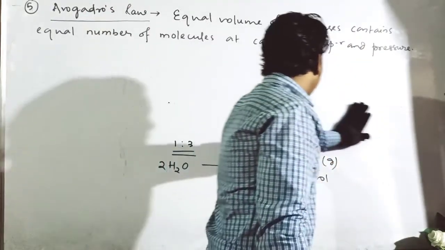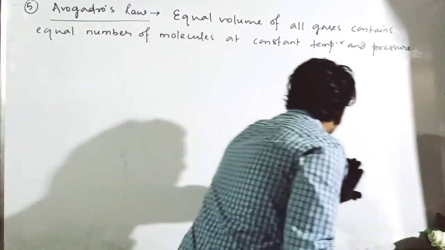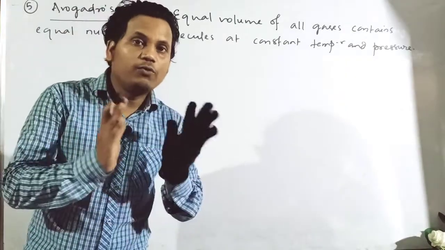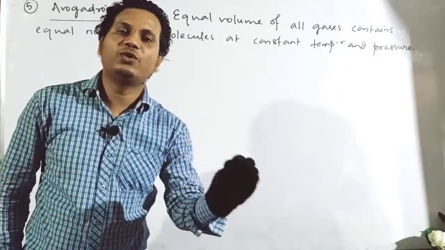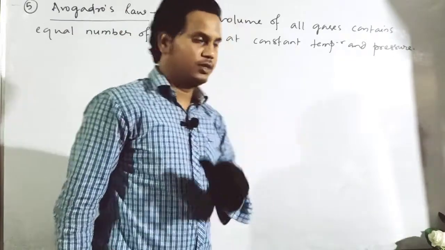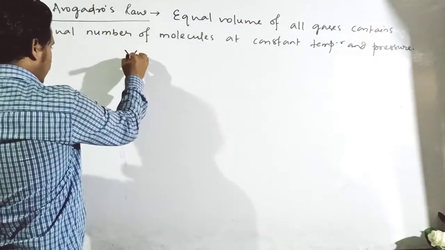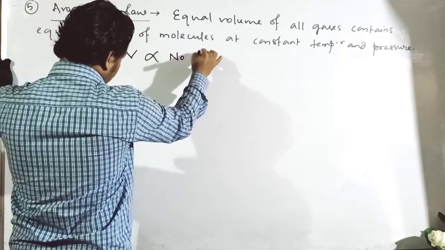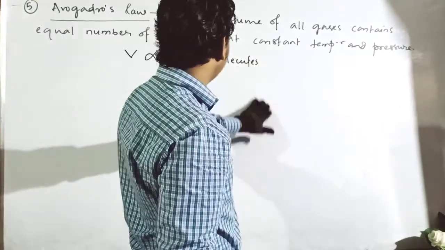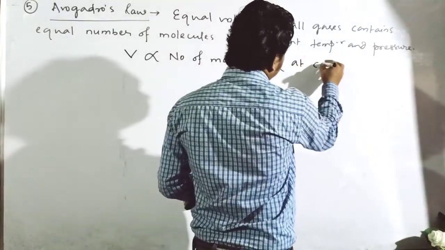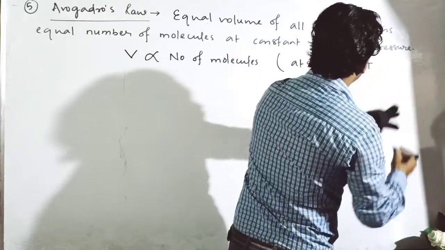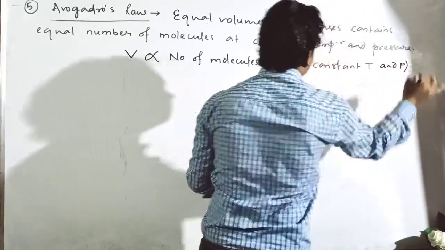Okay, discussing details. Avogadro's law told that equal volume of all gases contains equal number of molecules. The condition is that temperature and pressure should be constant. Volume is directly proportional to number of molecules, provided temperature and pressure are constant. Okay.